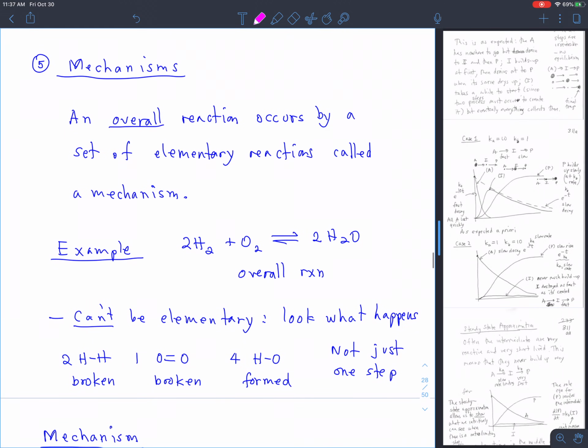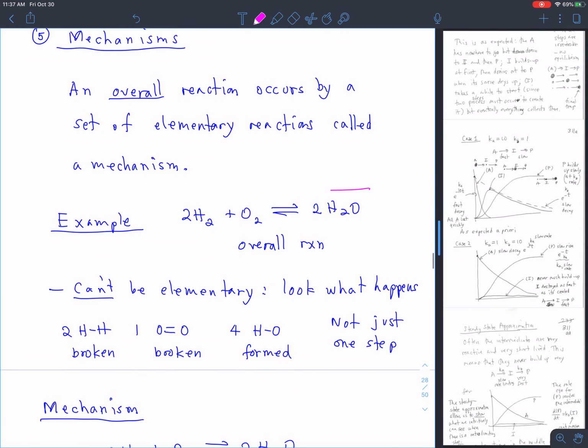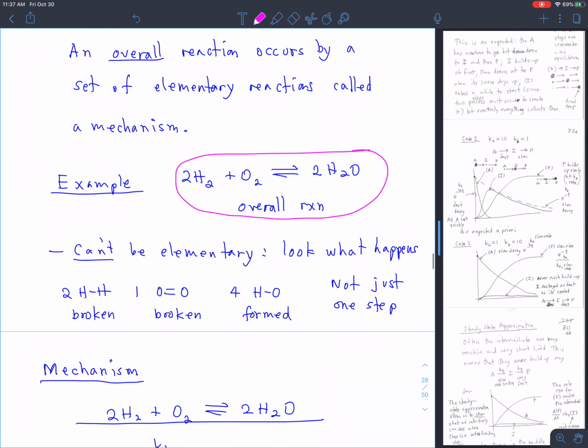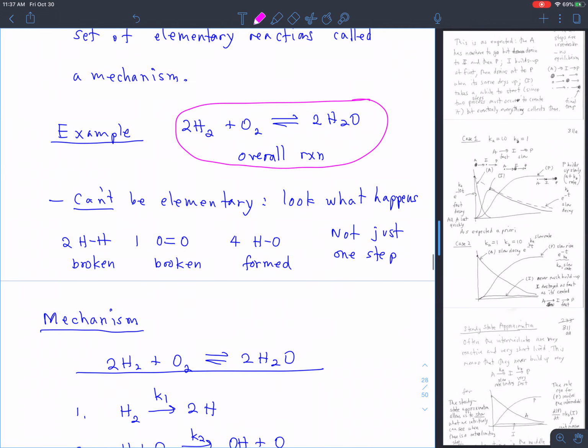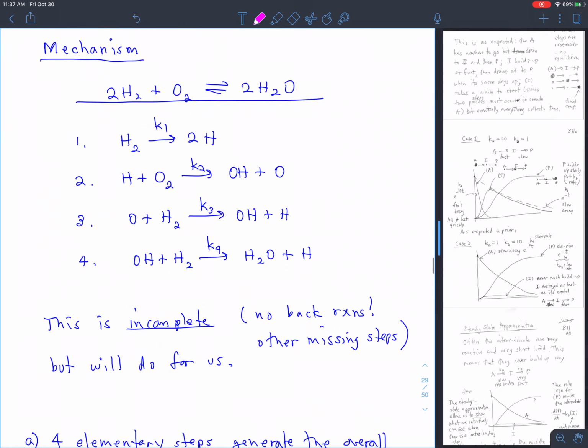And then we started talking about mechanisms, the idea that something like this, a pretty common chemical reaction, isn't elementary because what's really going on is a whole bunch of bond breaking and bond reforming events, and those don't all happen in one step. Instead, you can write some series of simpler, elementary reaction steps that overall accomplishes all the changes that have to take place for this chemical reaction to happen.